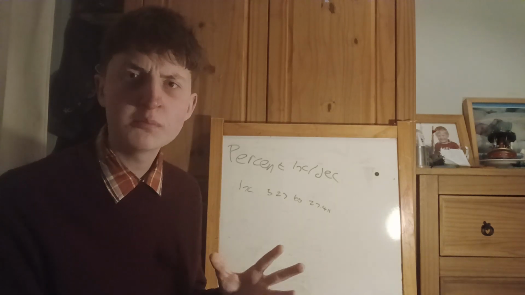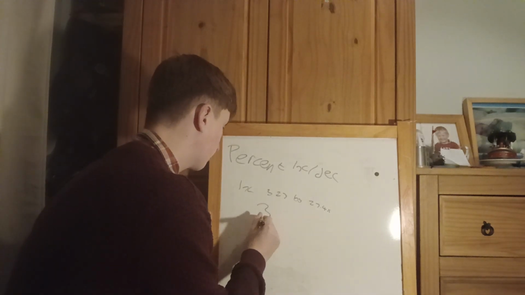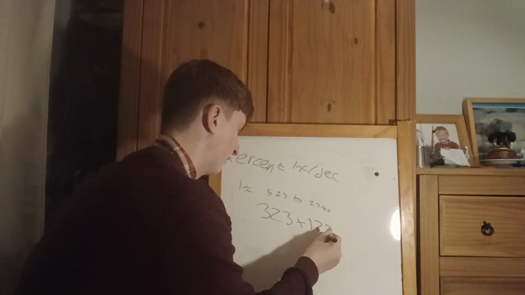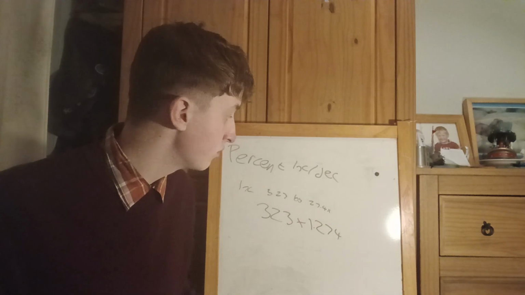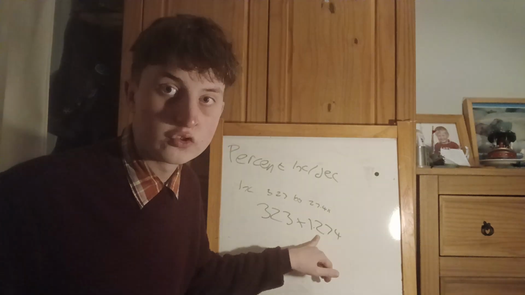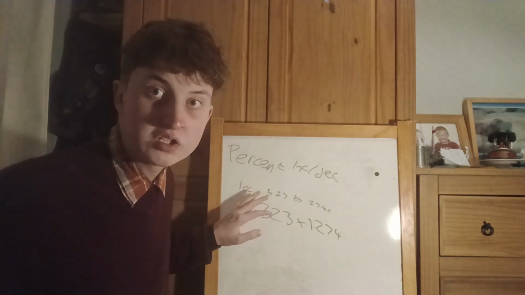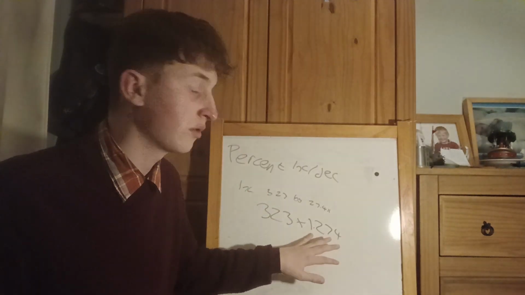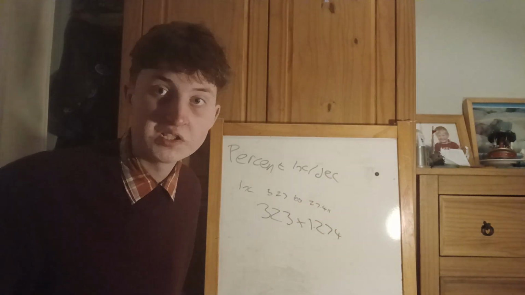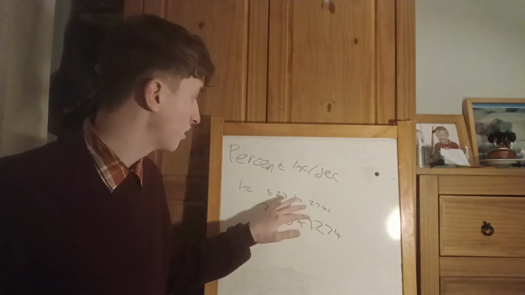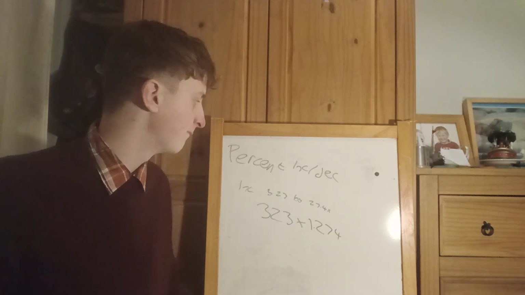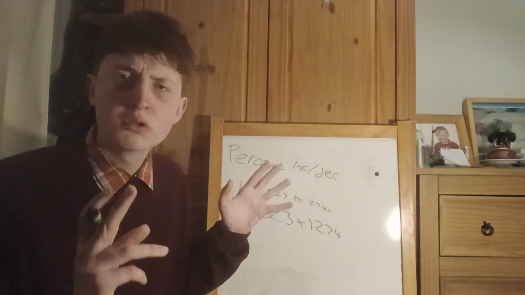Not a formula, but the way we want to do this is 323 times by 1.274. It is important we do times by 1.274 because, if we use a bit of logic, 1 equals 100%. As we're increasing, we want it to be over 100%, so we want this number to be over 1, because we're increasing it by 27.4%. If we did 323 times 27.4, this would give us a ludicrous number in the thousands, which we hopefully won't get.